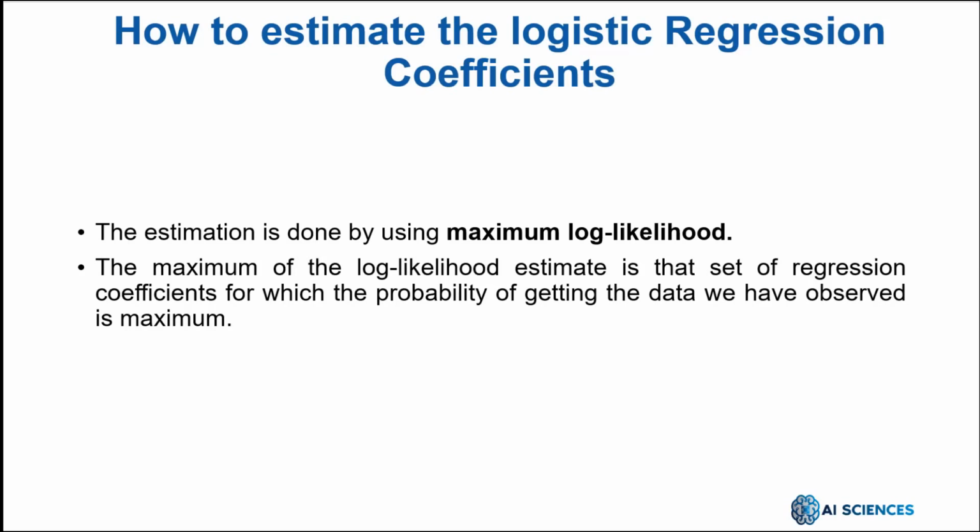There can be an infinite set of regression coefficients. The maximum of the log likelihood estimate is that set of regression coefficients for which the probability of getting the data we have observed is maximum. In other terms, we must make estimates for the coefficients so that predictions are as close as possible to the originally observed value. So, how to make a prediction?